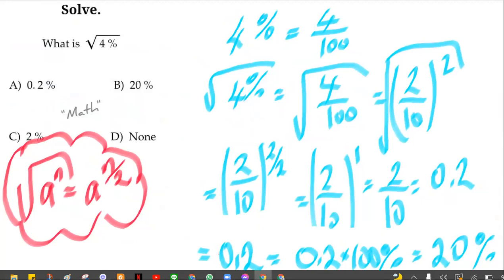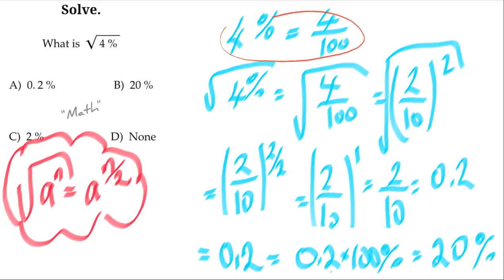The second question is about square root and percentage. First, let's remember what percentage means. 4% means 4 divided by 100. Whatever the number, we divide by 100. So let's write this question as a fraction. We change 4% to 4 over 100.